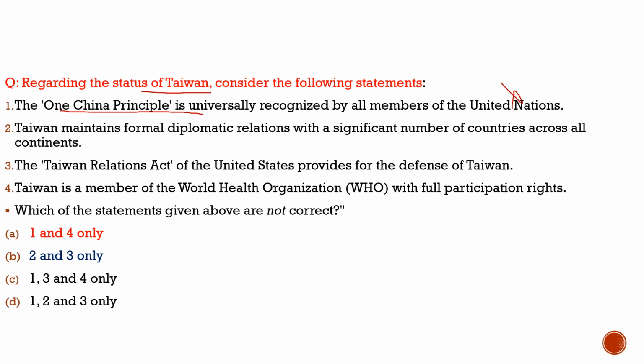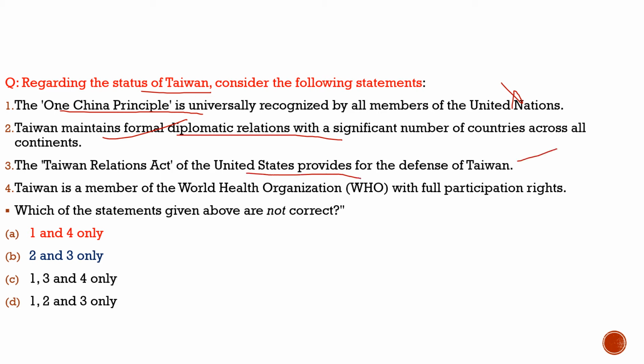Second statement: Taiwan maintains formal diplomatic relations with a significant number of countries across the continent. 100% correct. Very simple and straightforward statement. Nothing wrong with that. So the second statement is correct. Third statement: the Taiwan Relations Act of the United States provides for the defense of Taiwan. 100% correct.